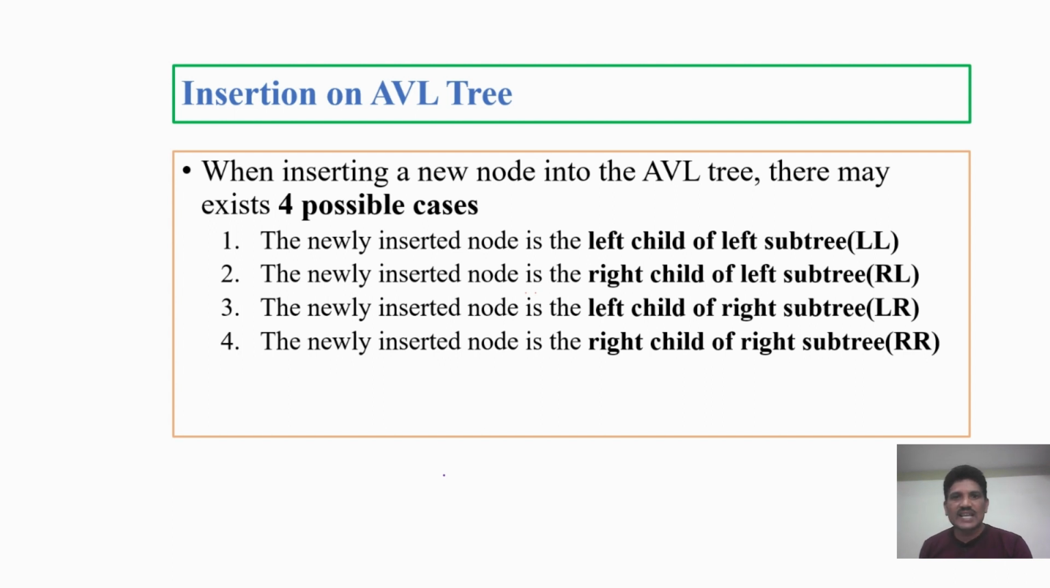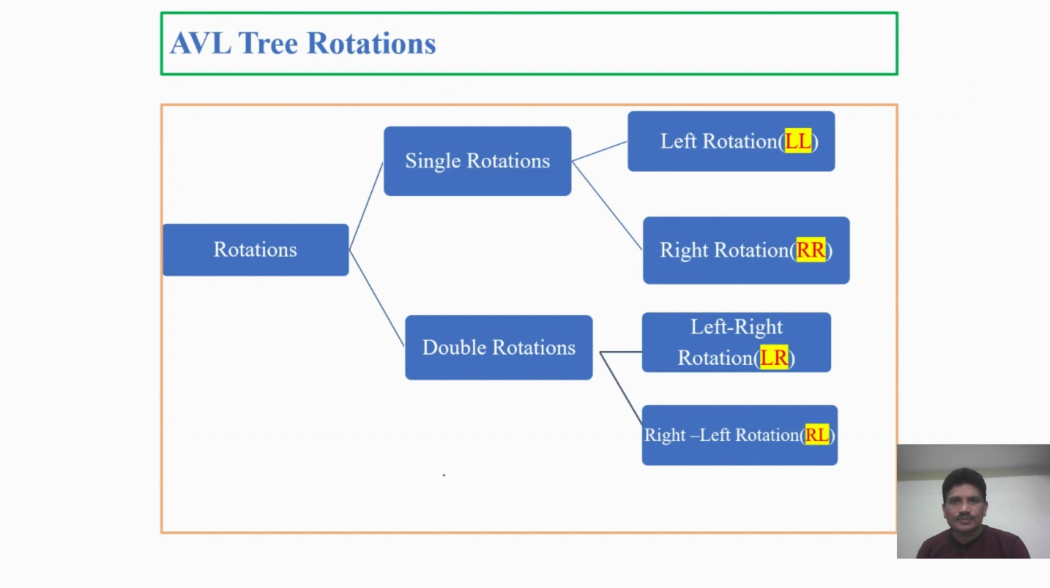Okay, there are four rotations supported by the AVL tree: the LL rotation, the RR rotation, the RL rotation, then the LR rotation. How many rotations will there be? There are four rotations supported by the AVL tree. There are two single rotations. The LL and RR both are what? Single rotations. These two are called single rotations.